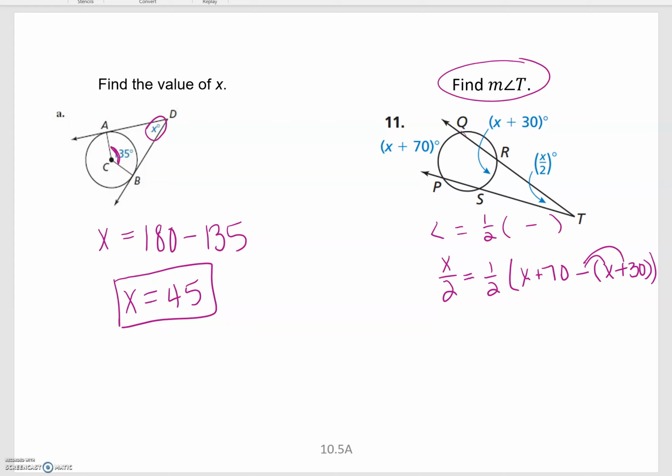And we can get rid of that 2 as well, okay? So I could multiply by 2 in order to get rid of the 1/2 and to get rid of the 2 from the other side. So I end up with X equals, and right here I have X plus 70 minus X minus 30. So my X's are going to cancel, okay? And I end up with X equals 40 as my final answer.